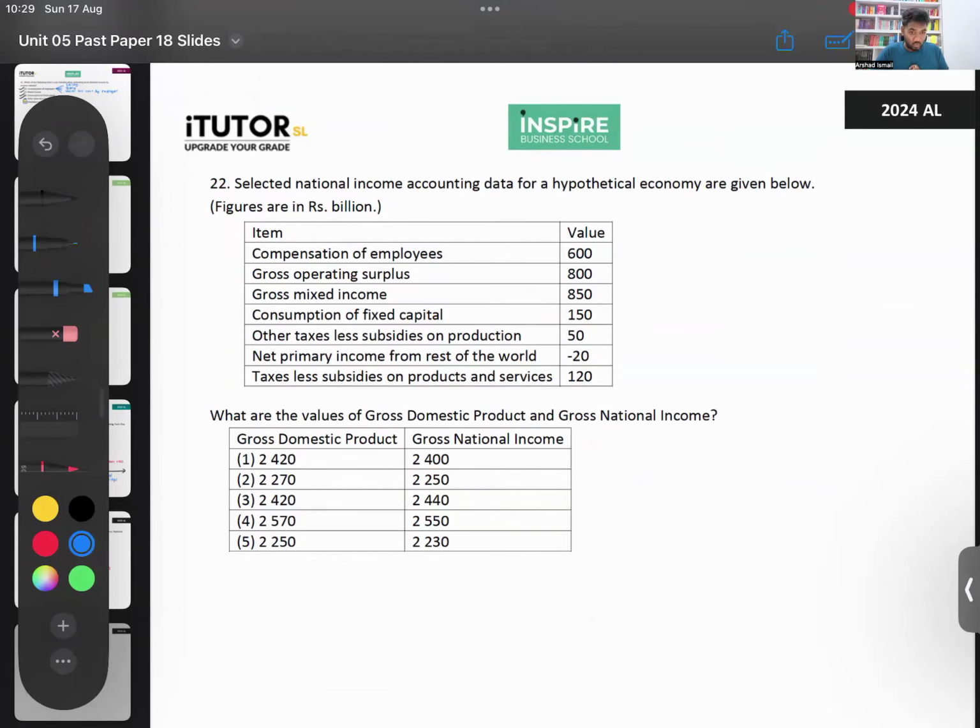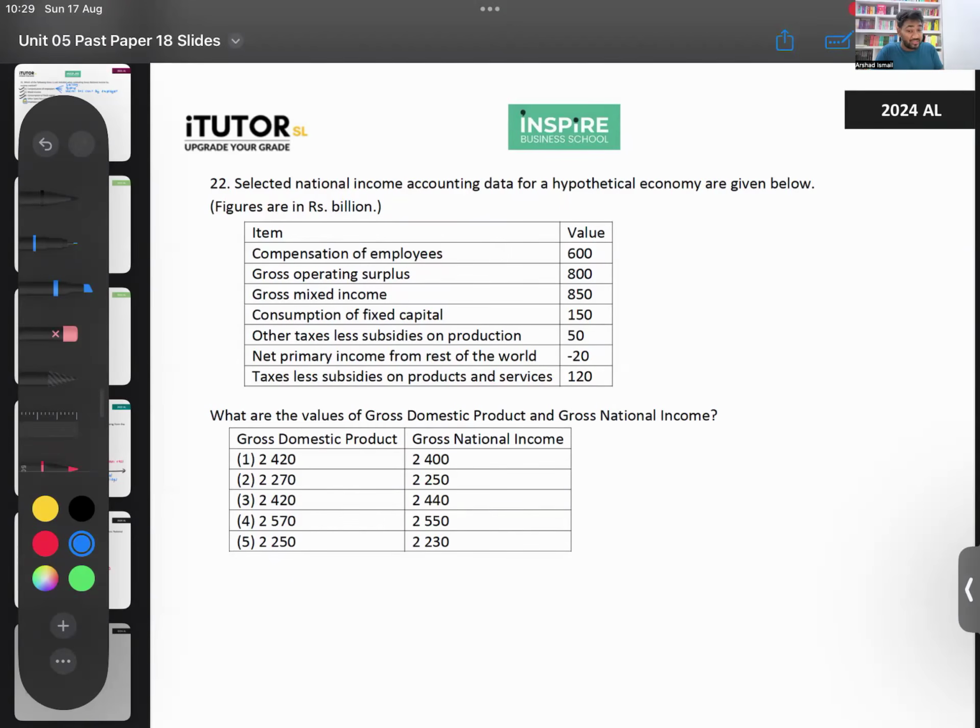2024 question number 22. The national income data for a hypothetical economy is given. What is the value of GDP and GNI? So first of all, look at the question and tell me which approach we should use. Compensation of employees, gross operating surplus, mixed income, CFC, other taxes less subsidies on production. This is the income approach, right?